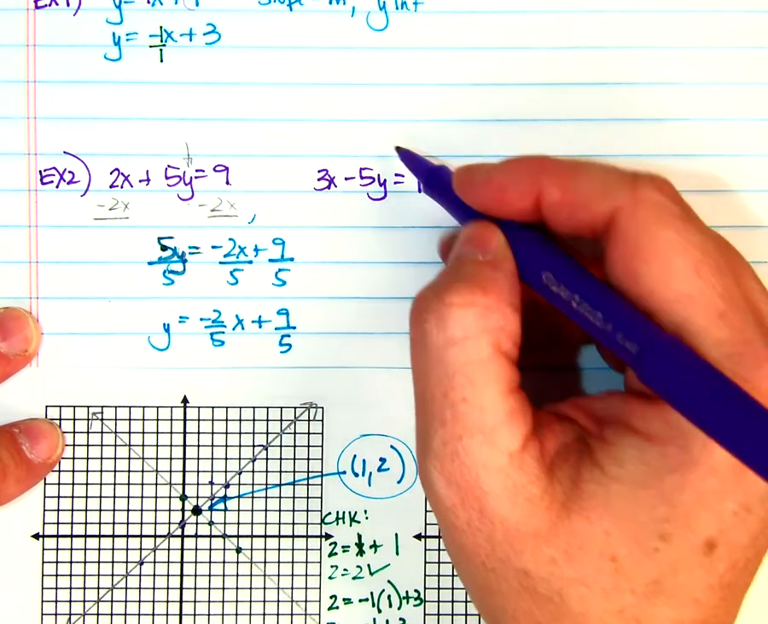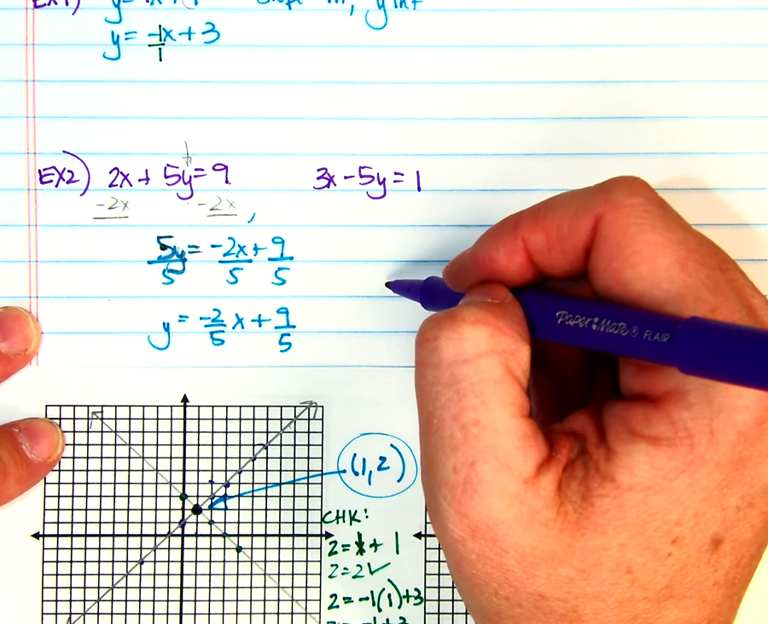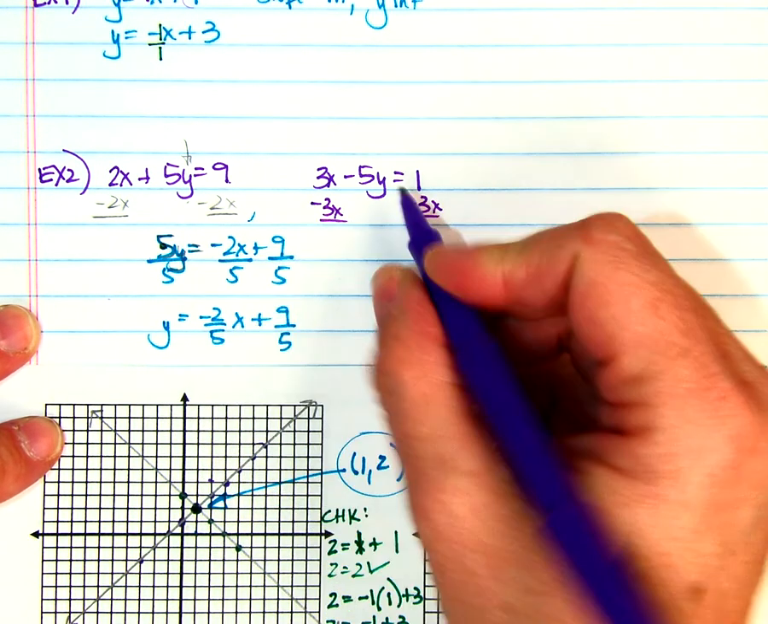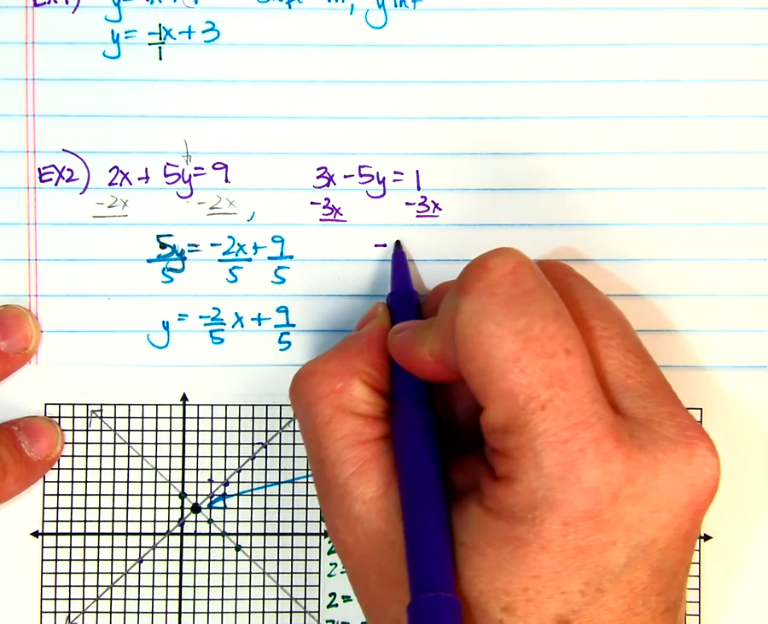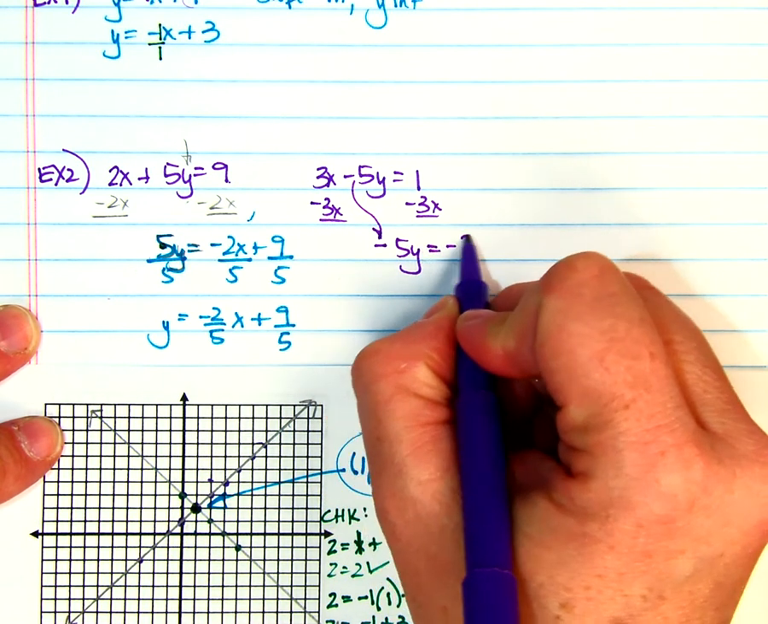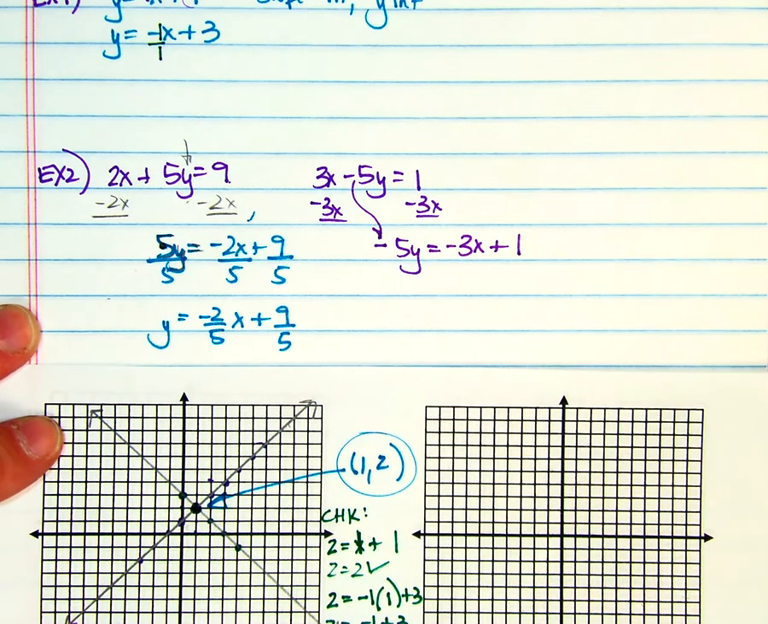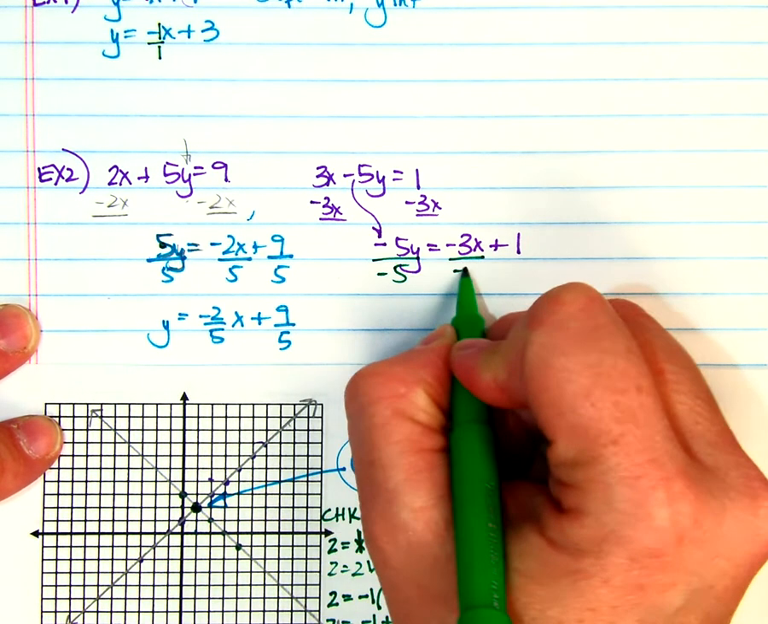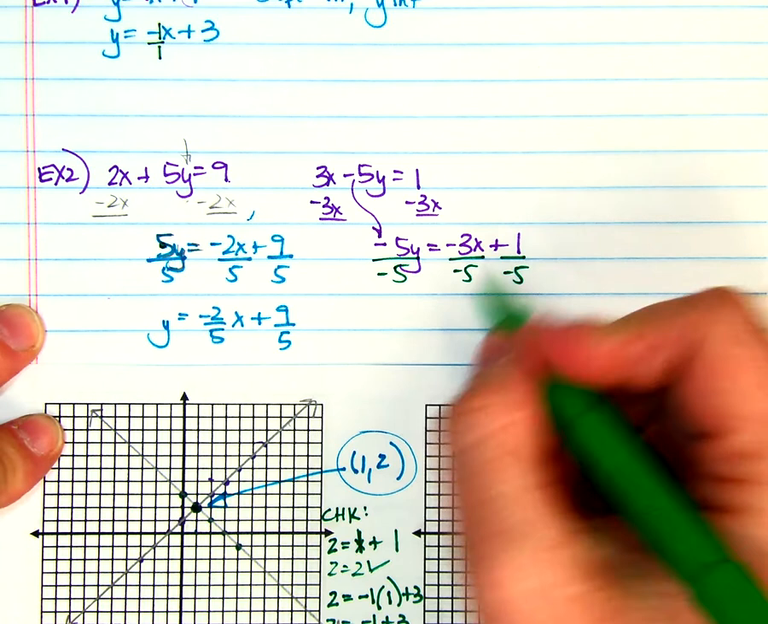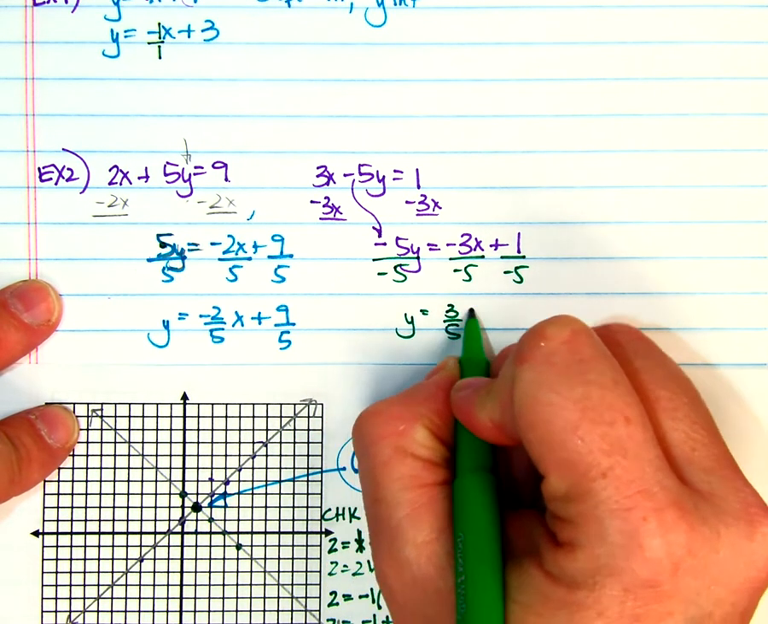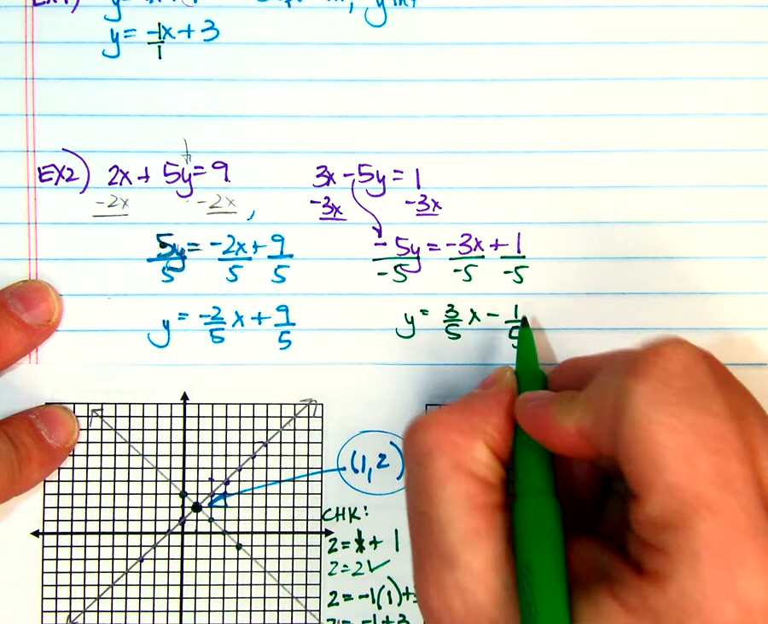3x minus 5y, I need to put this in slope-intercept form as well. I'm going to subtract 3x from both sides and have negative 5y, don't forget that negative, equals negative 3x plus 1. Divide every term by a negative 5. And I have y equals a positive 3/5 x minus 1/5.